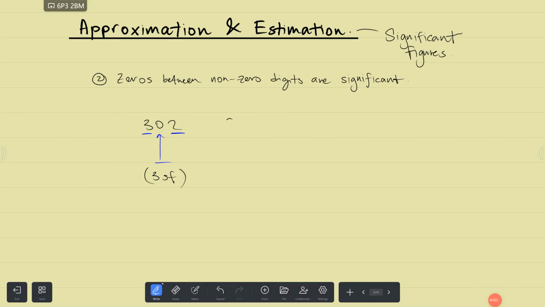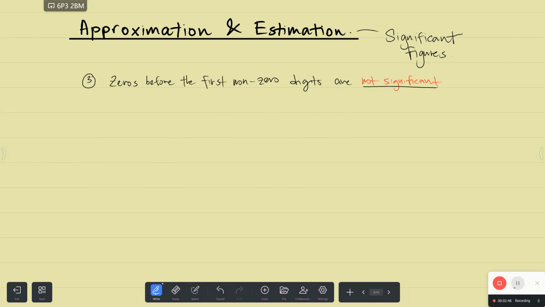Next number, let's say we have a number 340.002. These are your non-zero digits, correct? And all these zeros in between here are between non-zero digits, non-zero and non-zero as well. Because they are in between two non-zero digits, all these zeros will be significant. So here we have 1, 2, 3, 4, 5, 6. This particular number has 6 significant figures, from the 3 all the way to the 2, with the zeros in between being significant.